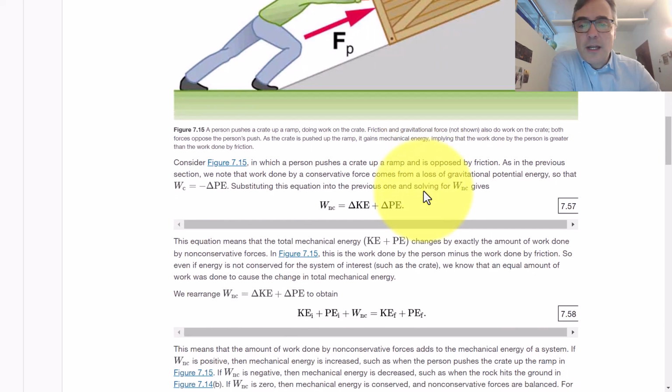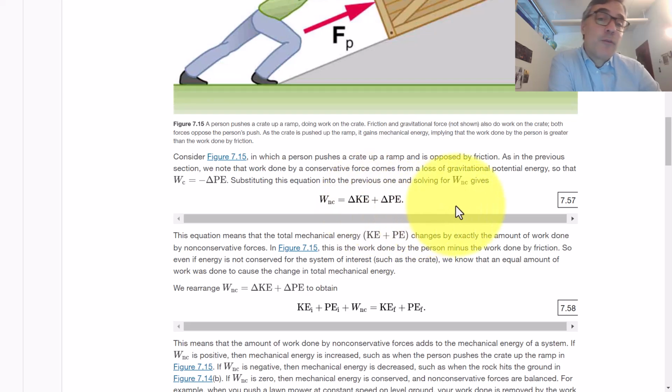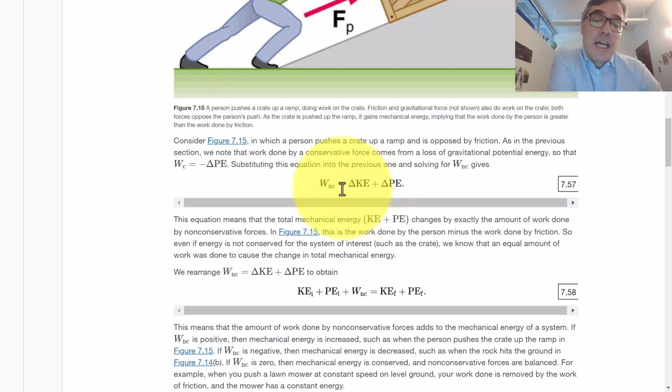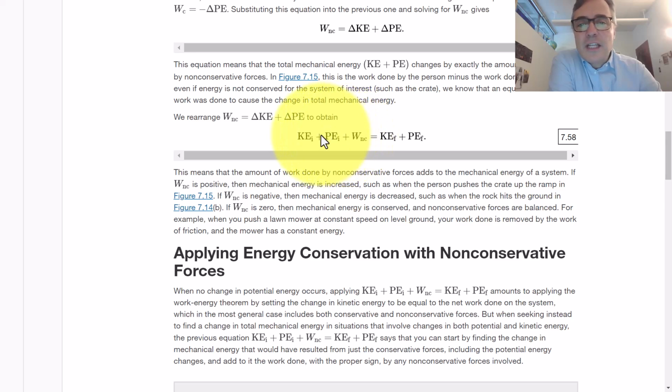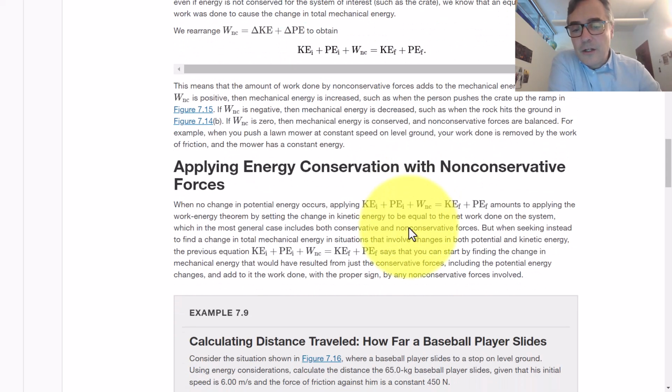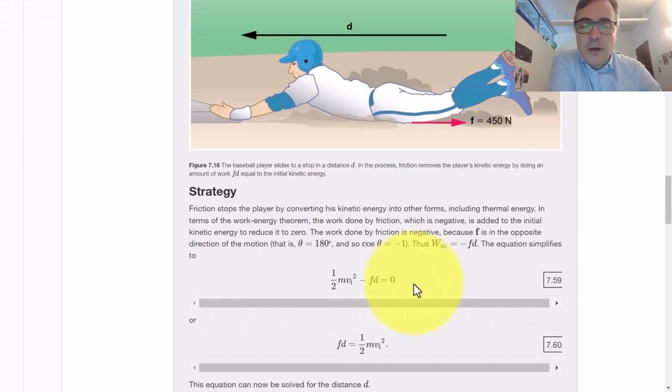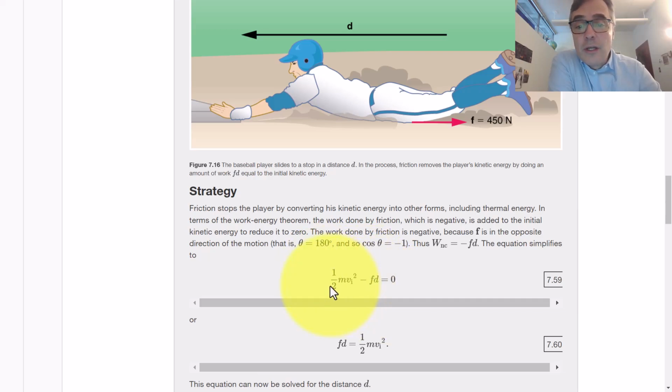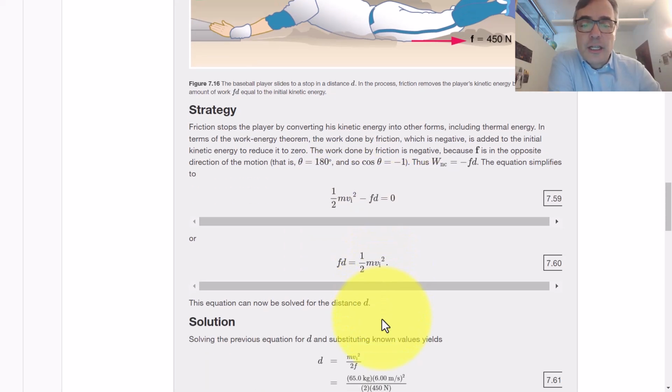That can be useful sometimes. And the work done by non-conservative forces is equal to the change in your total mechanical energy. So equation 7.58, instead of just saying E initial is equal to E final, you can say that E initial plus the work done by the non-conservative forces is equal to your final energy. And there's just some examples there where you tend to see that the friction force takes away energy. So you subtract it from the initial energy to get the final energy.